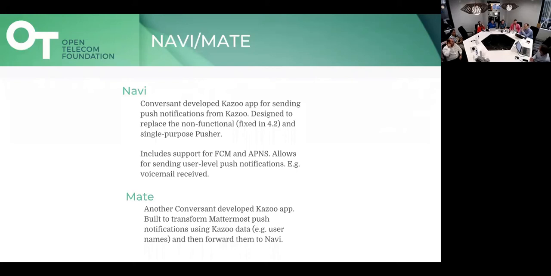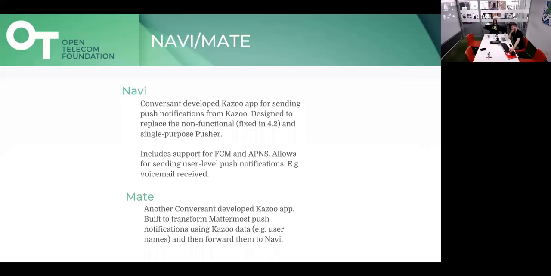So I've got a question on this as well. With Pusher, you have to have at least a registration coming in just to get the device ID and actually know what to send where. How's it handled in Navi then?